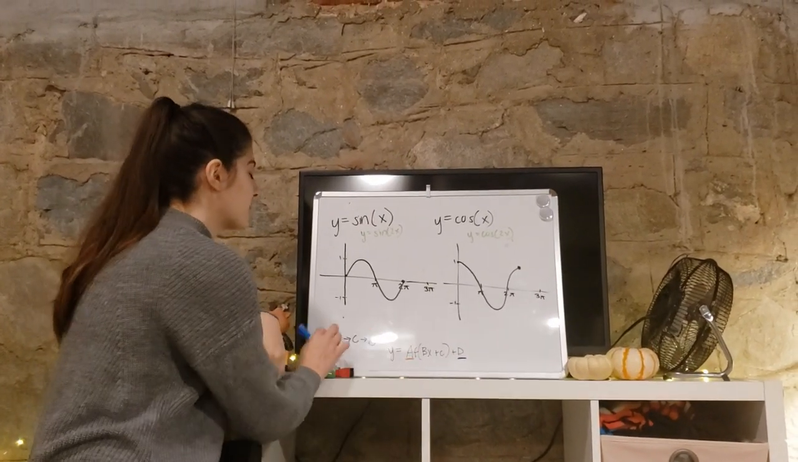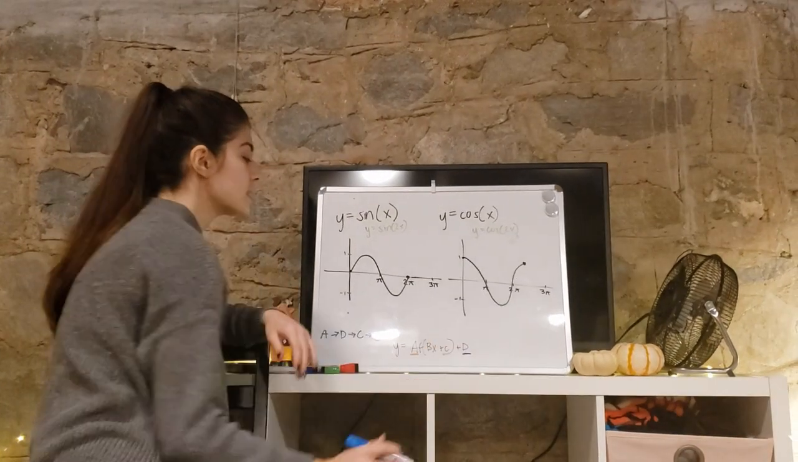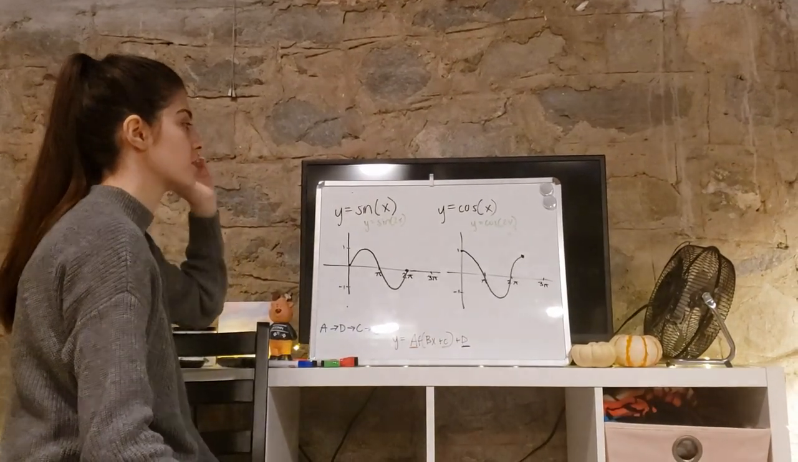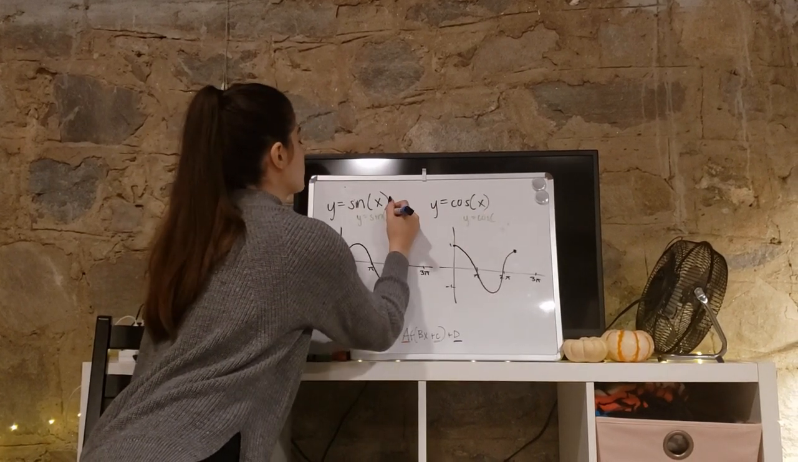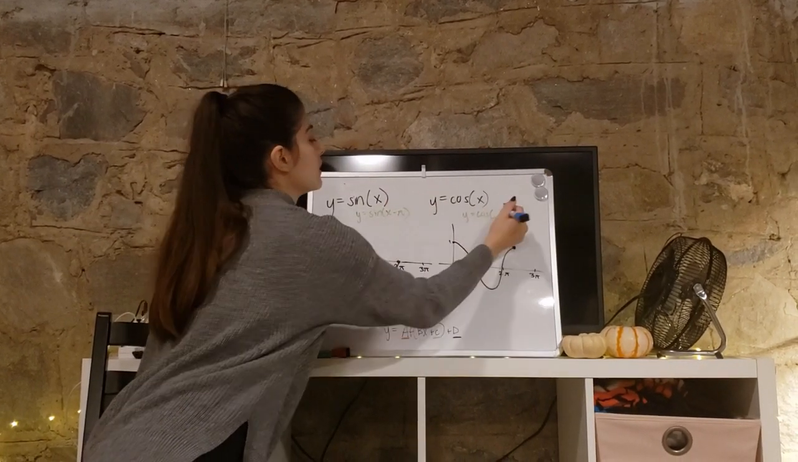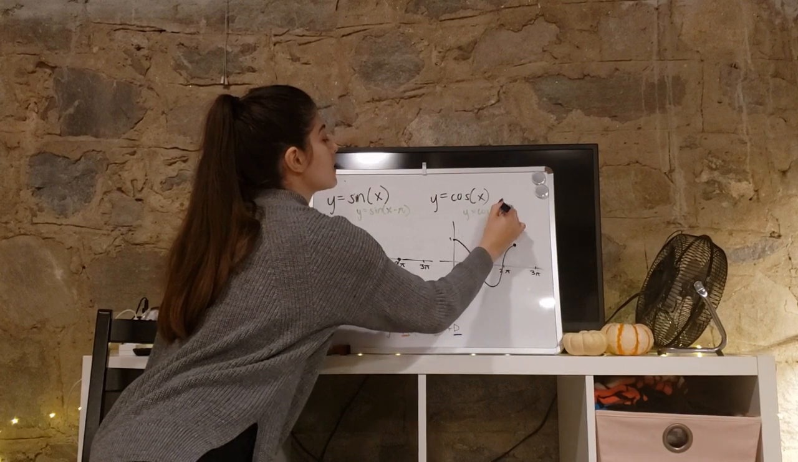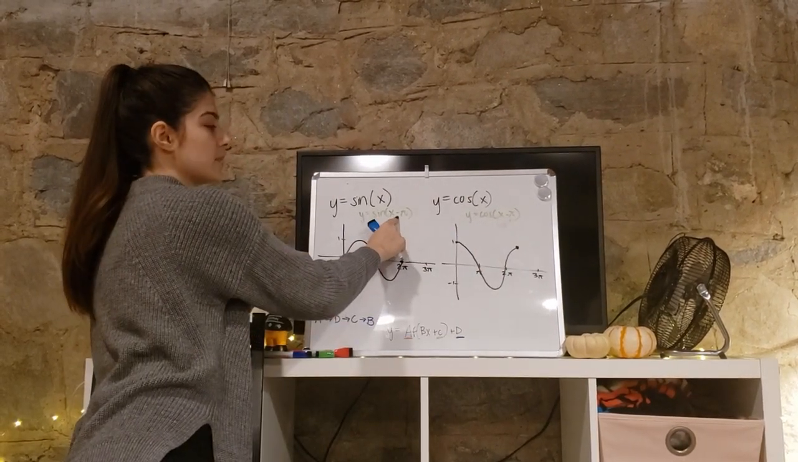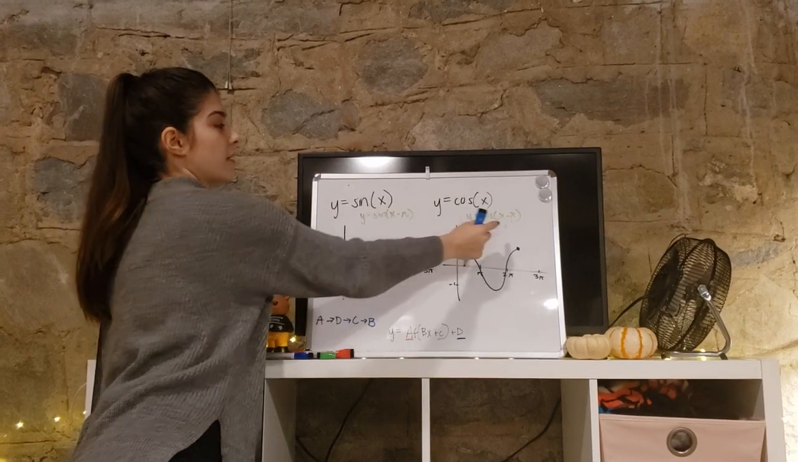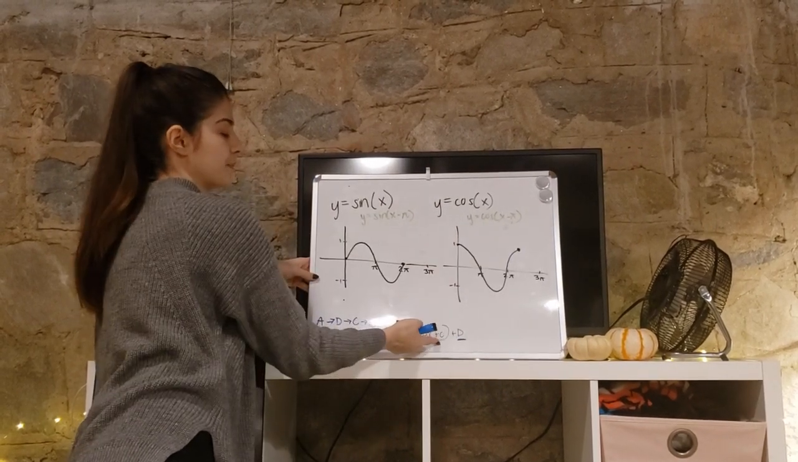Next we're going to do C. What does C help us find? C helps us find our phase shift. Oh, I wrote this incorrectly, my bad. Let's say we're doing x minus pi. Notice this minus pi is on the inside of the parentheses. That's how we know it's C.